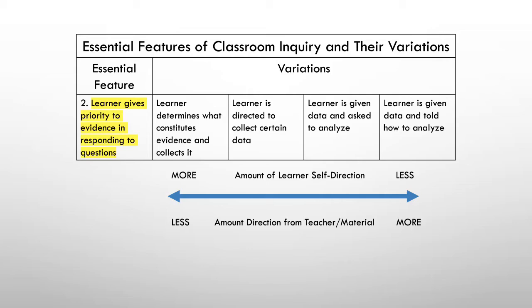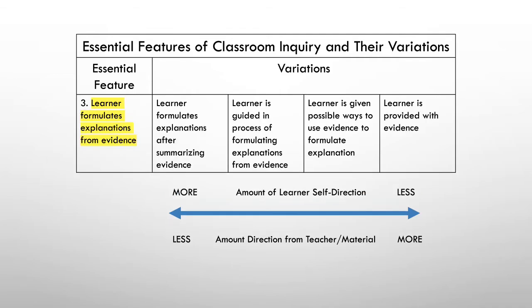So in the self-directed approach, the learner would determine what constitutes evidence and collects it. That's the ideal location for students to be at. For our students, they may progress from the most intrusive on the far right. The learner is given the data and told how to analyze, or it may be a little less guided. So the learner is given data and asked to analyze the data, or even less guided, where the learner is directed to collect certain data. So it falls on a continuum of where students are provided with support.